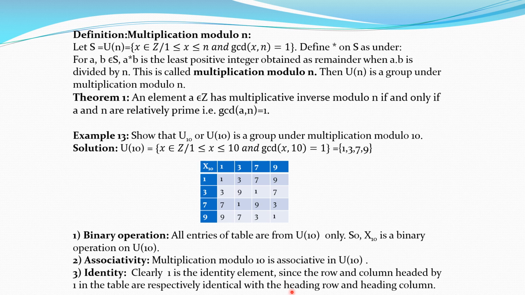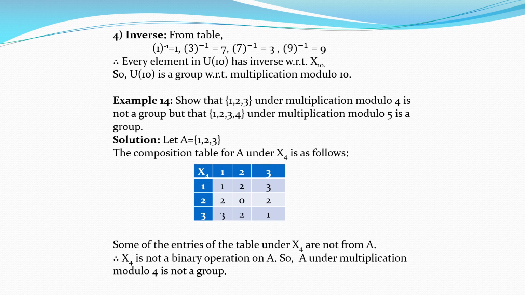Now to find the inverse for every element. In the row of 1, 1 is appearing here. So the corresponding heading row element 1 is its inverse. For 3, 1 appears here. The corresponding heading row element is 7. So the inverse of 3 is 7. So the inverse of 7 is 3. And for 9, 1 is appearing here. So the corresponding element is 9. So the inverse of 9 is 9. So in this way we got an inverse for every element. Hence all the properties are satisfied. So U10 is a group with respect to multiplication modulo 10.